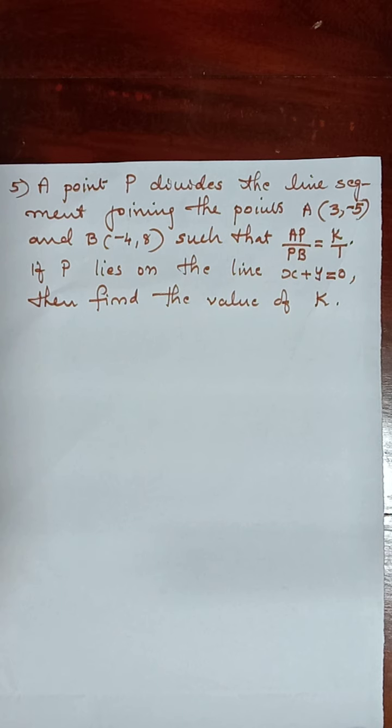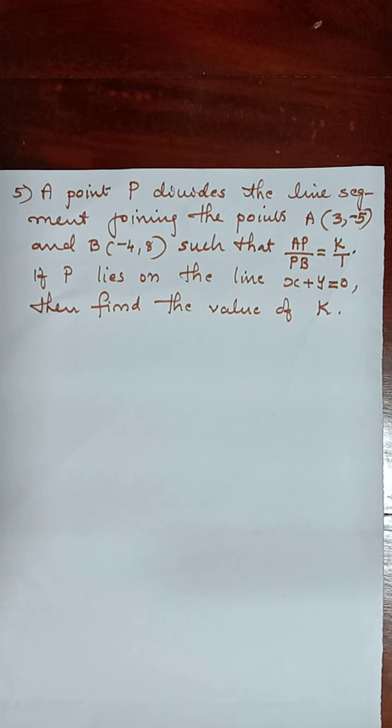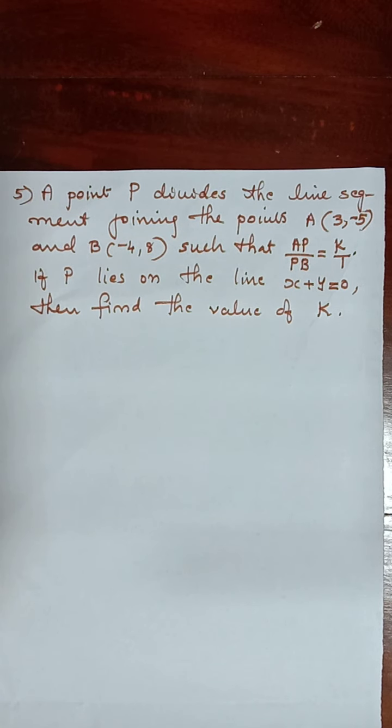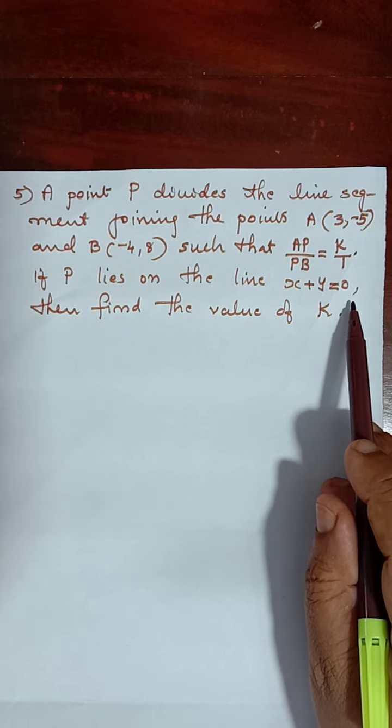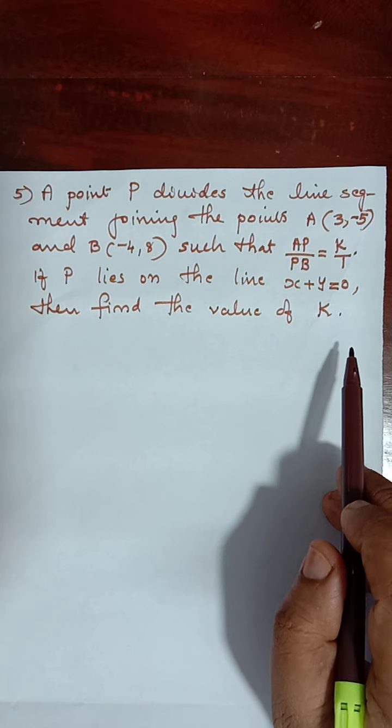All these questions which we are discussing today, they have appeared in board examination. So you have to go through all this, work out, prepare well. Okay. See the fifth question. A point P divides the line segment joining the points A (3, negative 5) and B (negative 4, 8) such that AP by PB equal to K by 1. If P lies on the line x plus y is equal to 0, then find the value of K.